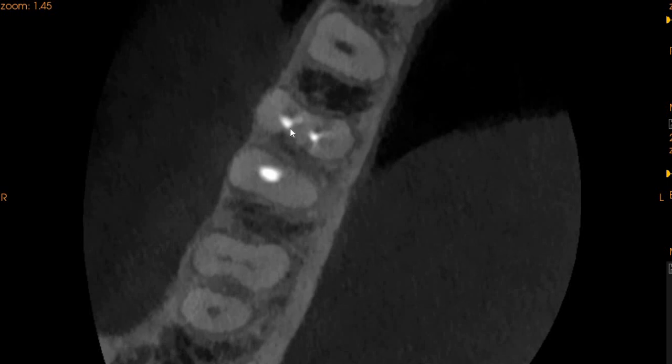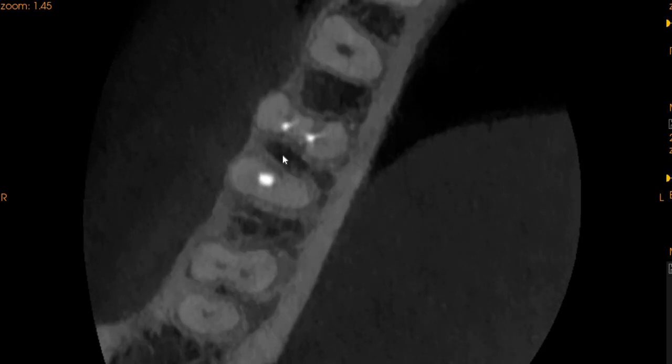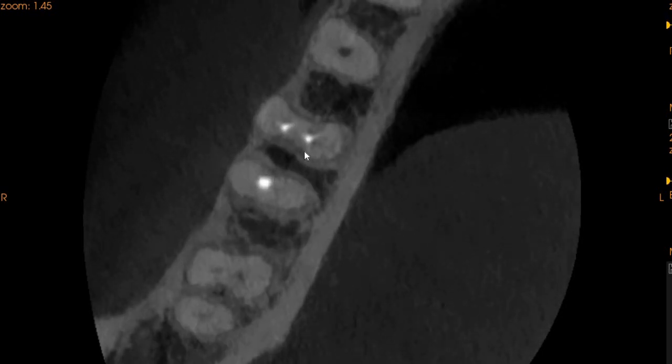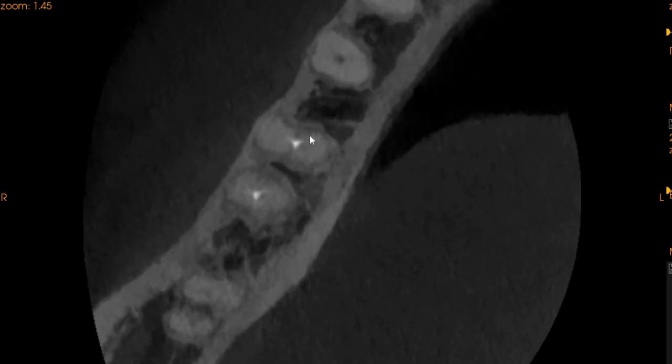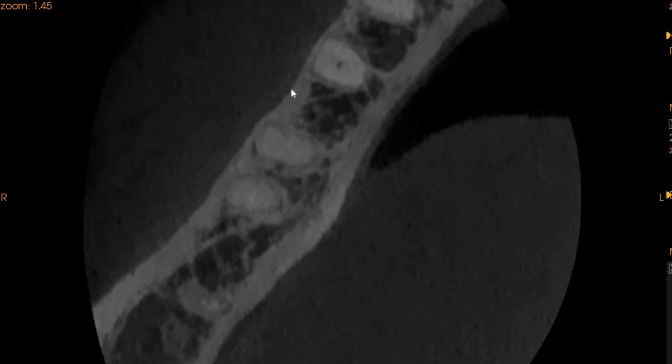here we can see that the obturation is significantly close to the distal border of the mesial root. So this might have a tendency of causing strip perforations. We don't see any radiolucencies associated with it, but this could be a cause of concern.